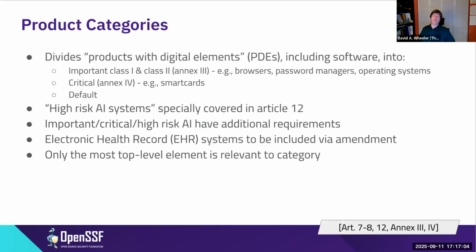All right. So what's the CRA do? Well, first thing it does is it divides products with digital elements, that includes software, hardware, products including either, into certain categories. There's important class 1 and class 2, critical, and then default. The vast majority of software is going to be default, okay? But things like browsers and password managers and operating systems are considered important, critical, things like smart cards. There's also high-risk AI systems. They're specially covered. And there's certain other AI things with additional requirements. But basically, you figure out what your top level category of that software that you've got as a whole is, or hardware too, or product with them. And then that's the category that it's in.